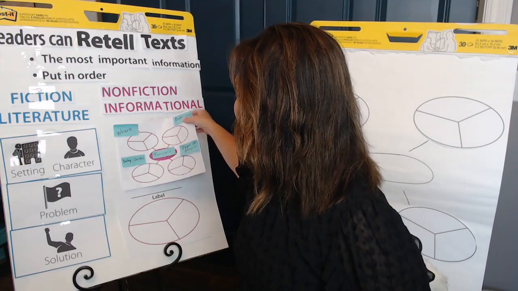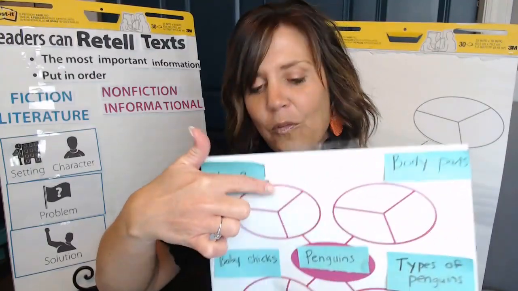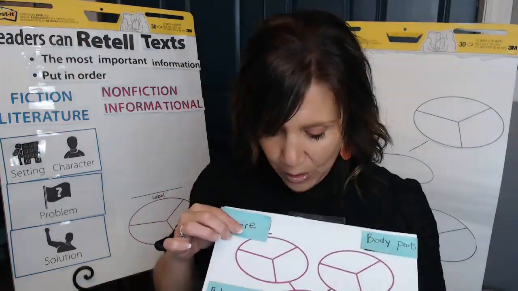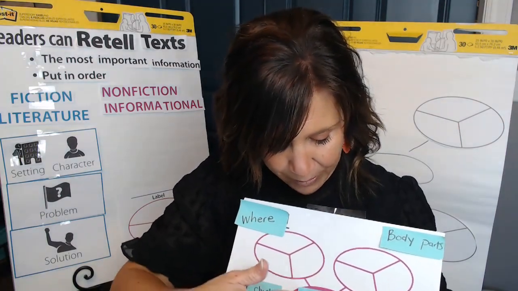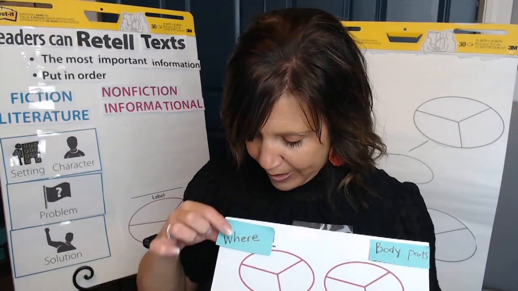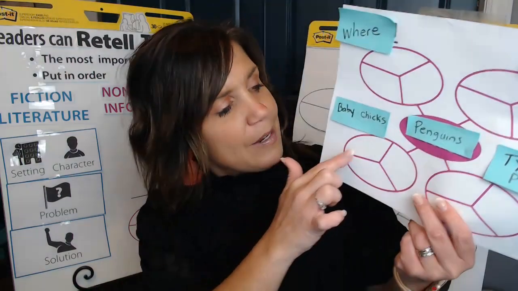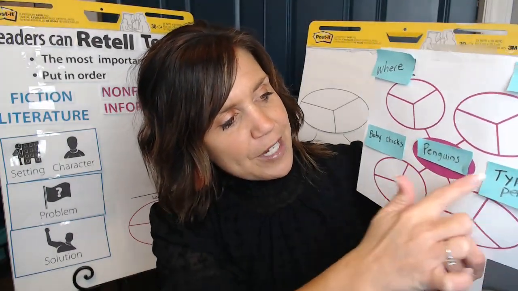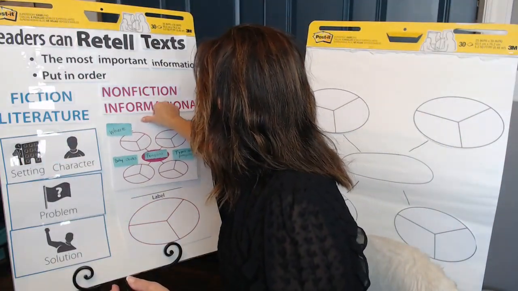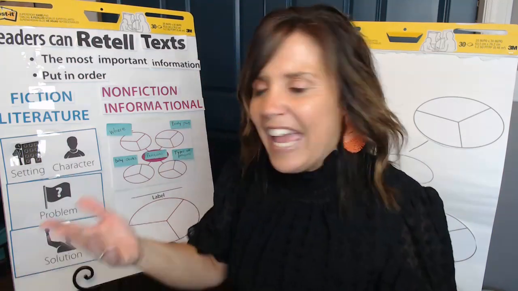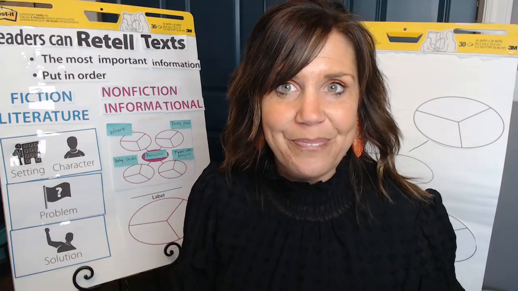And we looked at this strategy called a dissected web that has four ovals, and then those ovals are broken into little pieces. So, for example, we read a book about penguins. So penguins was the topic. It went in the middle of the web. And then we had a section on where they live, a section on their body parts, a section on baby chicks, and then a section on different types of penguins. And so we worked on retelling just orally, just saying it. And every time we got to a section, when we touched the different pieces, we said a detail.